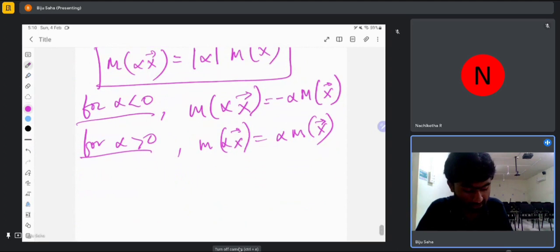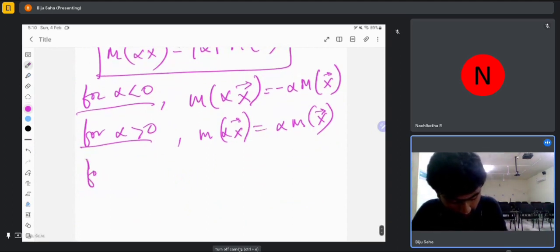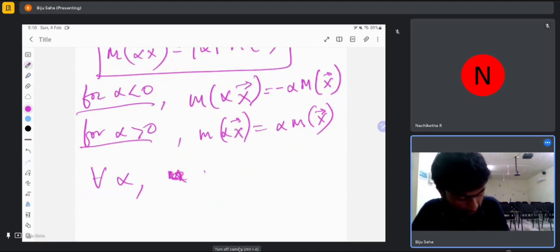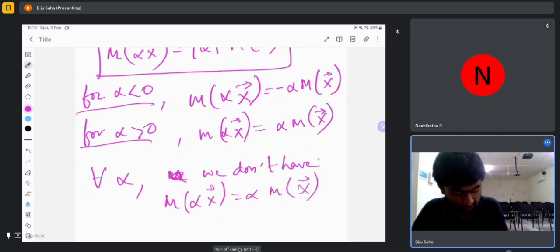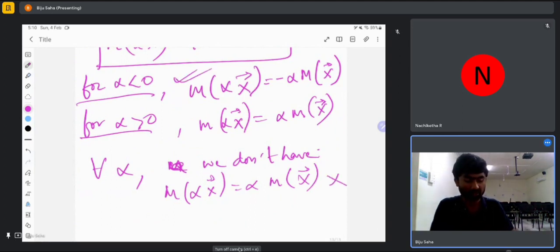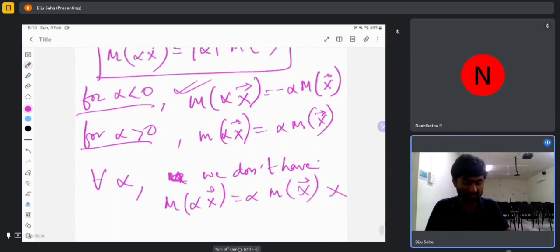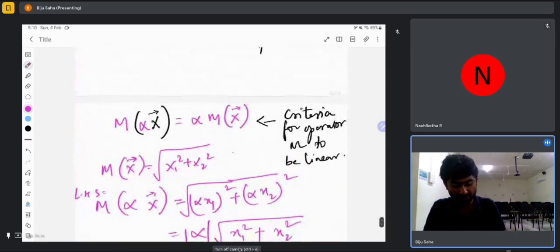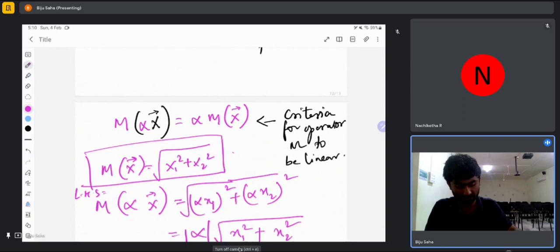So what you see is that for all alpha we don't have this satisfied. We don't have M alpha x equal to alpha M x to be satisfied. So as alpha goes negative, this gets violated and we only have this to be satisfied. So that says that the operation given by this is not a linear operation.